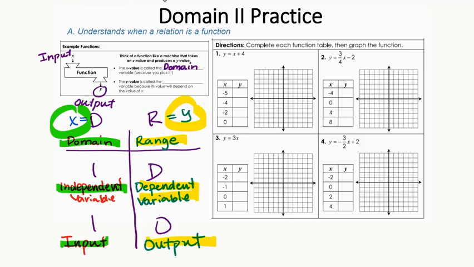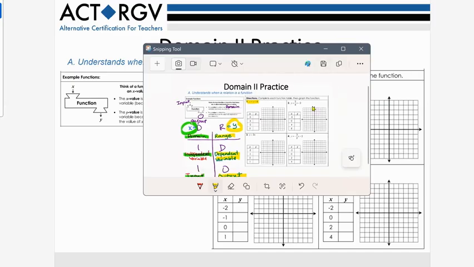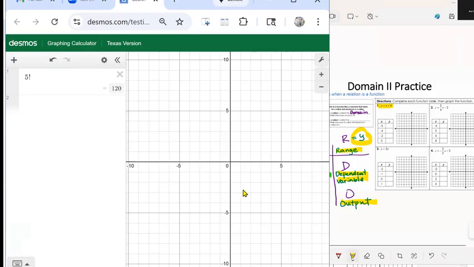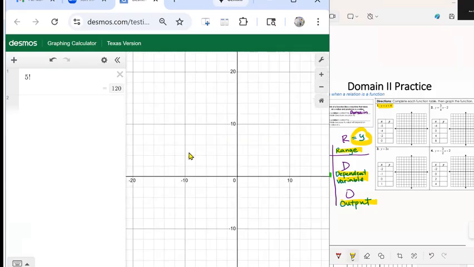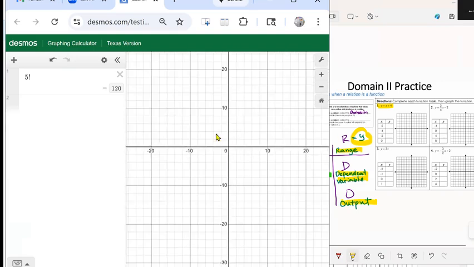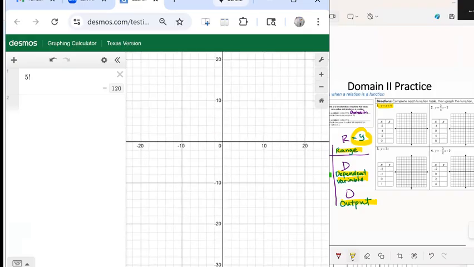So if you see an equation like this, immediately put it in the graphing calculator. Okay, where's my graphing calculator? Here we go. You can see this is my Desmos. You can download this on your cell phone, so you have a graphing calculator. Now, look at the first one here: y equals x plus 4. You see that?